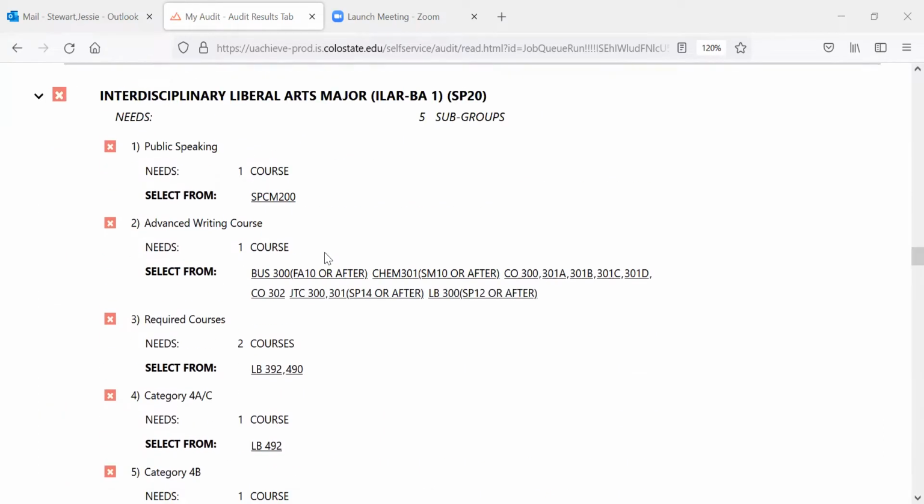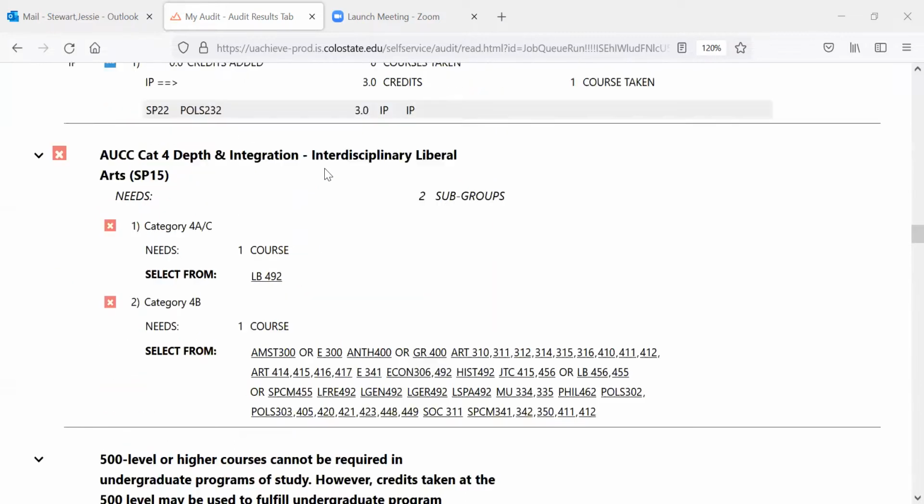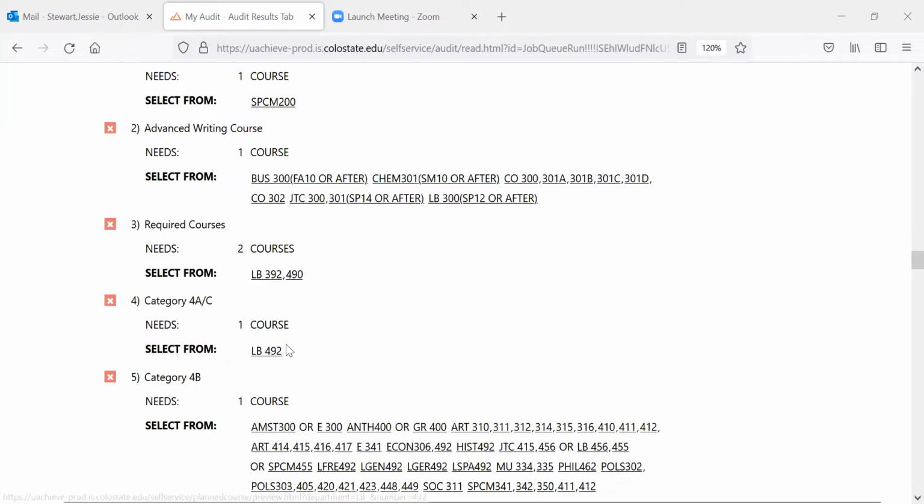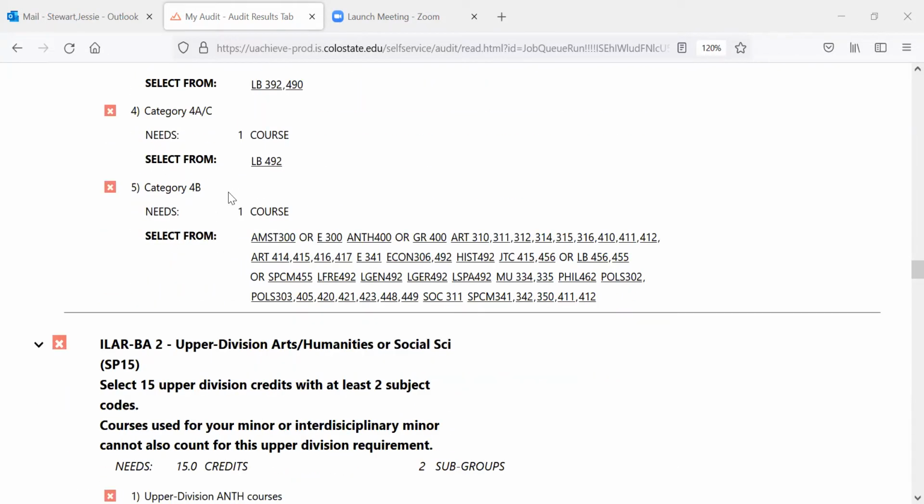So when you're looking at your degree audit, there's all university core as you go up, but I'm moving towards the major. So interdisciplinary liberal arts major, the first area is ILAR BA1 that has all the required courses like public speaking, advanced writing, the junior seminar, the portfolio, the capstone, and the depth and integration where you get to pick one of these classes.